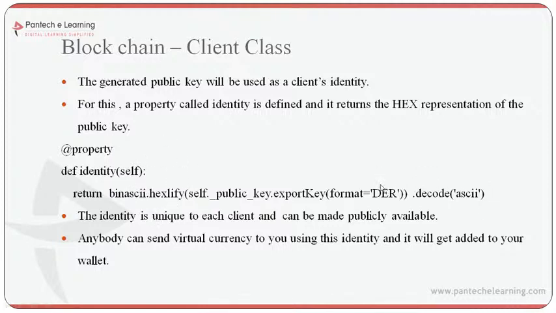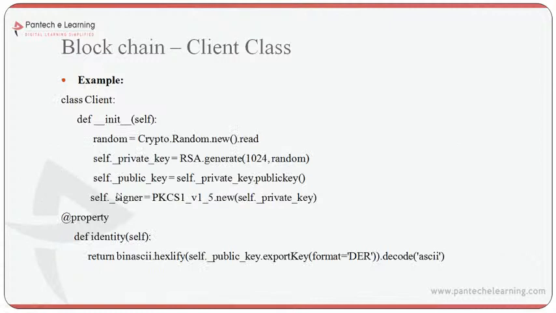Whatever key I am giving is encoded by using the encoding rules, and it is converted into a hexadecimal form. It is going to return me the identity of the client. So this is one simple client class. How am I creating a class in blockchain? The class keyword, the name of the class, that is the client class, and using def I am creating an initialization block. Self is an instance of the class, so I am creating an initialization block, that is init, using crypto.random.new.